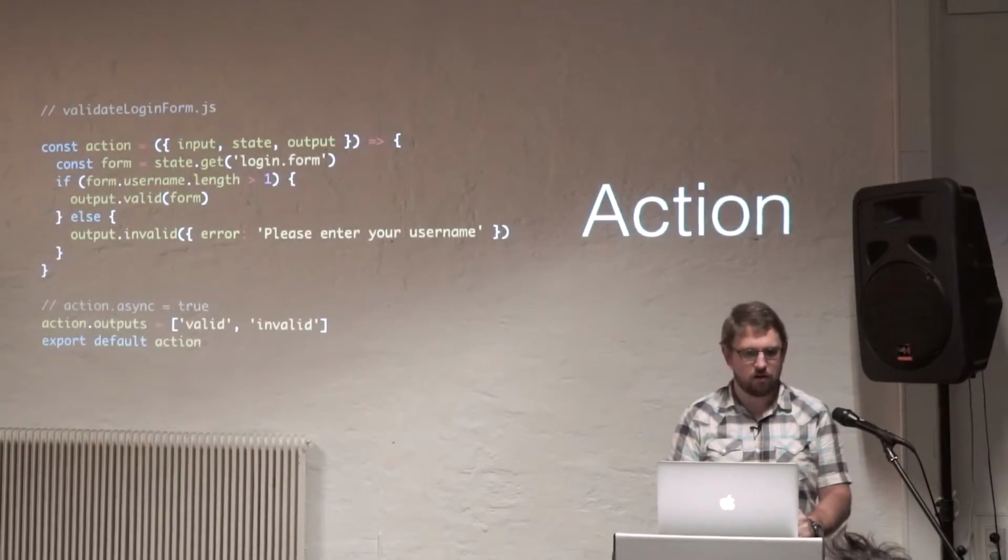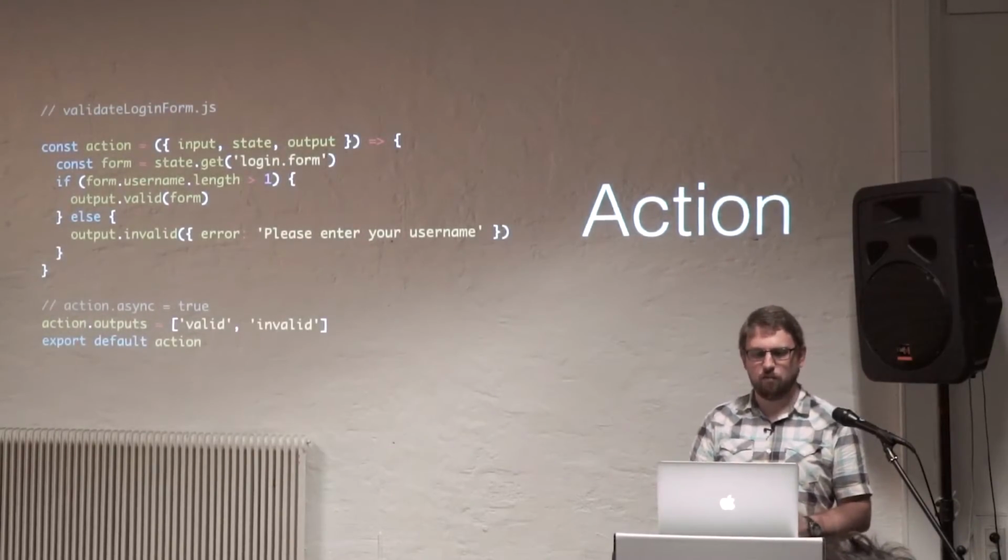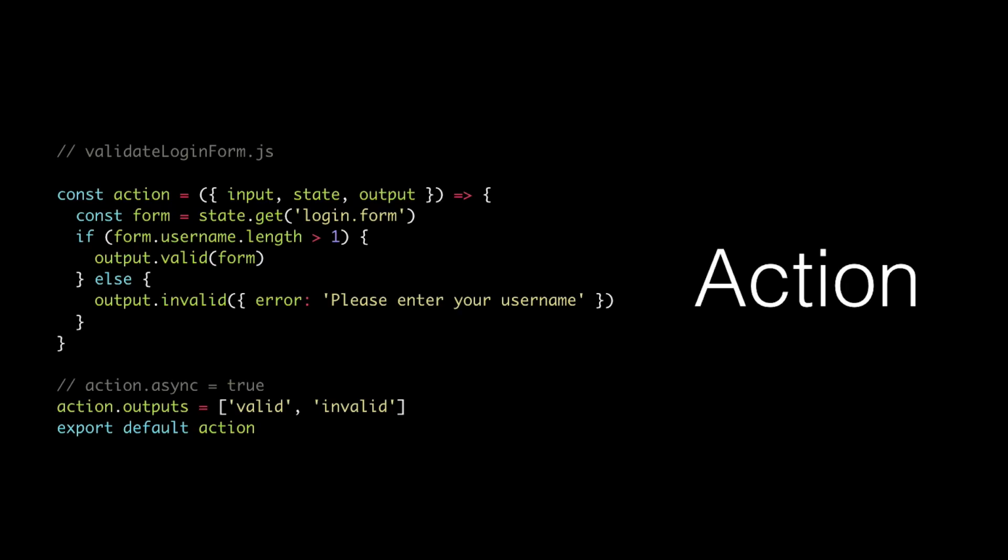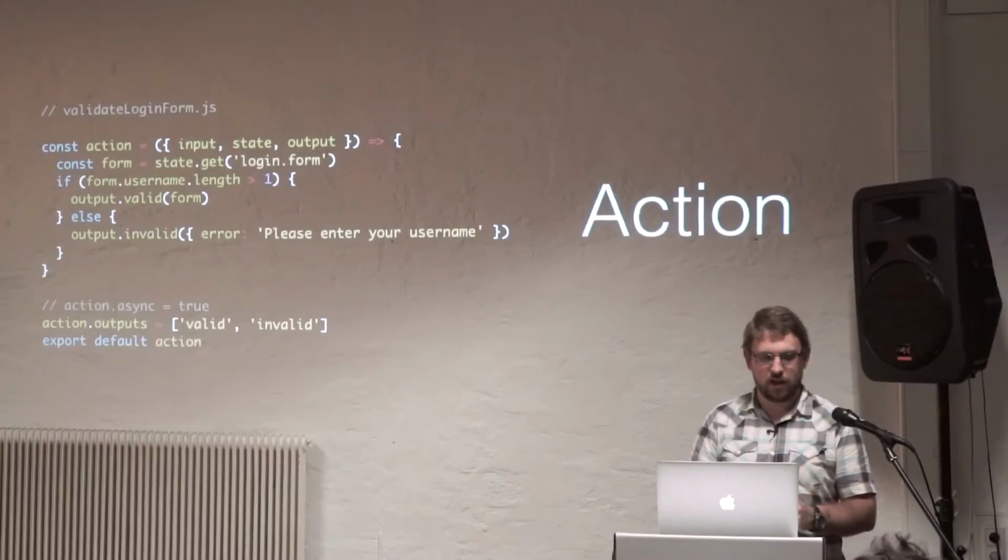This is what an action might look like. Each action takes an input, a reference to the state, and an output. There are more options if you want to delve into it, but these are the basic three that you would use in most actions. In this case, this is an example of the validate login form. We're going to get the form, check that they've actually entered something in the username. If they haven't, we're going to show an error. If they have, then we're going to continue.